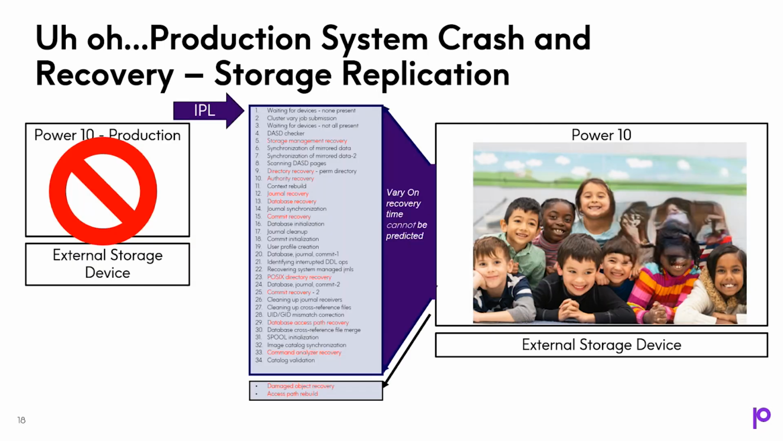Now, if we compare that to storage replication with a production system crash, remember we started out pixelated there. We started out where the image is not exactly the same. And so we have to run a Vary On or an abnormal IPL. You're exposed to that. Remember, we said you're really recovering the system back. So now you have to do it in an abnormal circumstance with storage replication. And so let's see what happens. Let's go ahead and run this.